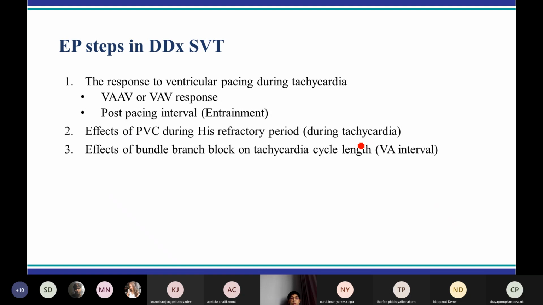So the step 2 diagnosis of the SVT is the same as I have mentioned before. You have to do the entrainment by ventricular pacing during the tachycardia to see, when you stop pacing, how the tachycardia responds. Is it VAAV or VA, and is it a long or short post-pacing interval. The second one is to perform a PVC during the His refractory period. And the last one is to see what effect the bundle branch block has on the tachycardia cycle length and the VA interval.